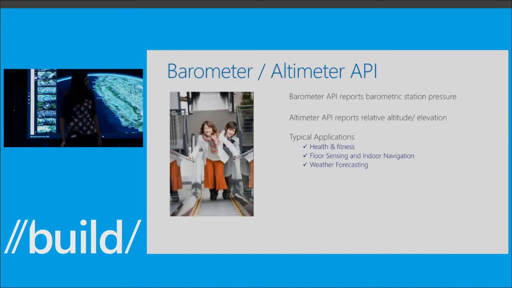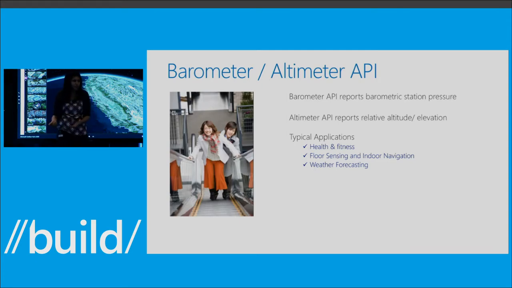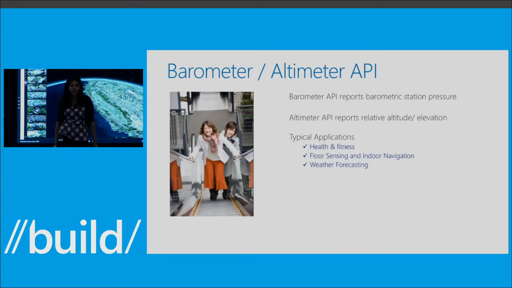The next API that we are very excited to talk about is the barometer API. We are introducing barometers in Windows 10. The barometer API will report the barometric station pressure. We also have a derived altimeter API, which will give you the elevation changes or the altitude changes.